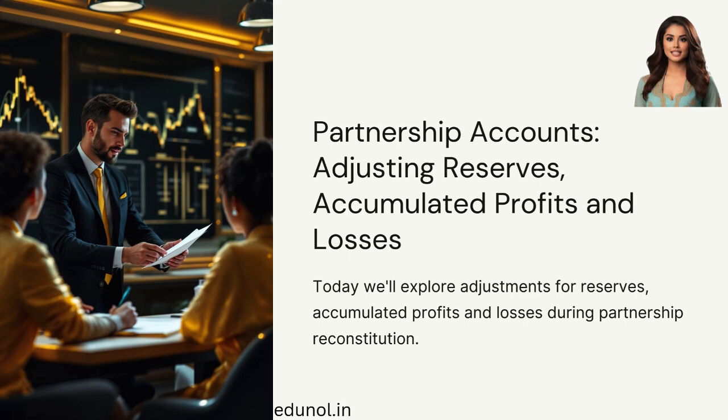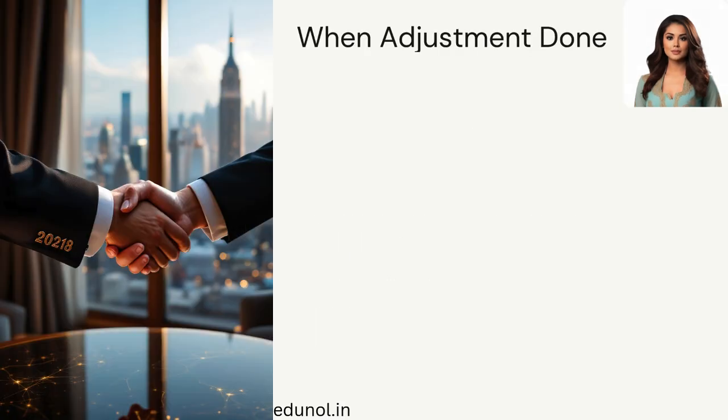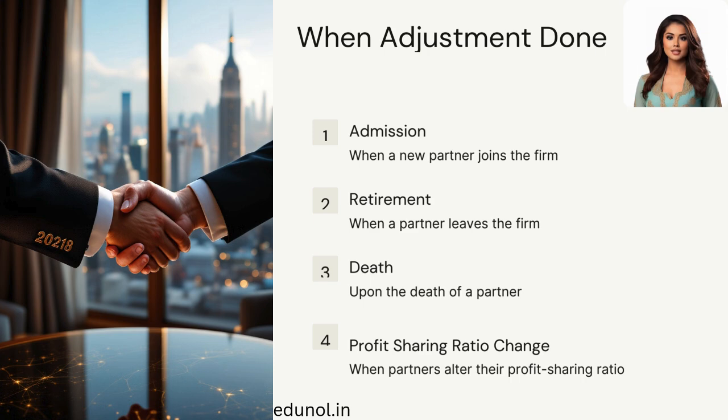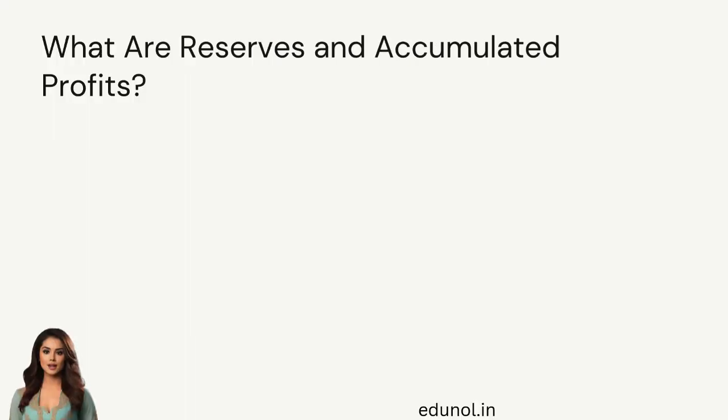Today we will discuss the adjustment for reserves, accumulated profits and losses at the time of reconstitution in partnership accounts. Adjustment for reserves, accumulated profits and losses is done at the time of admission, retirement, death and change in profit-sharing ratio among the partners. What are reserves and accumulated profits?